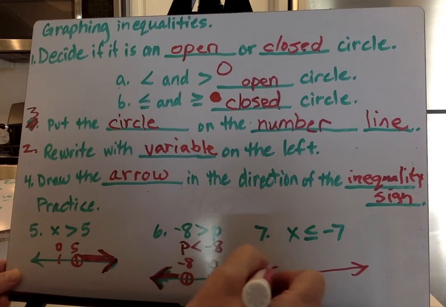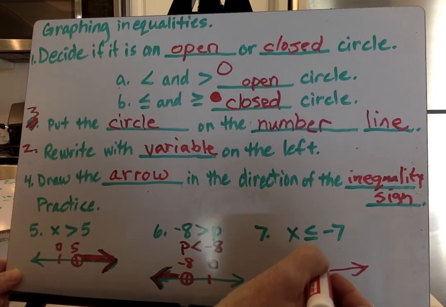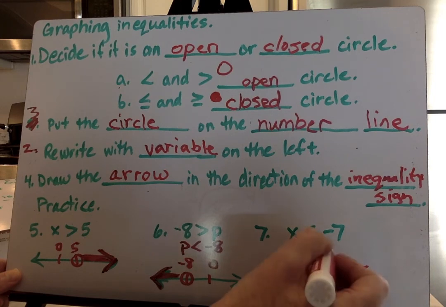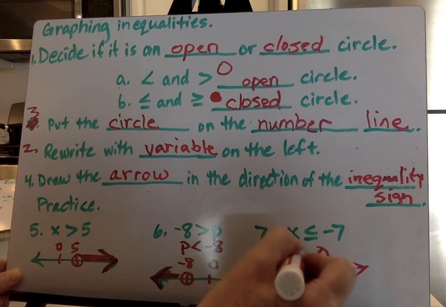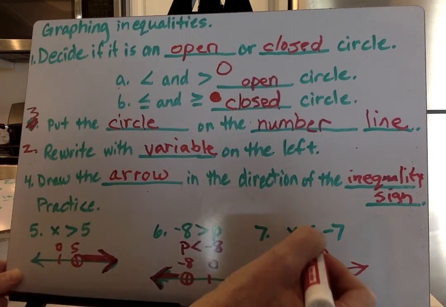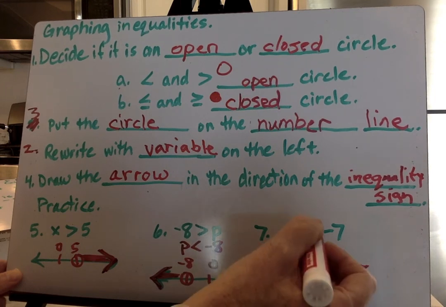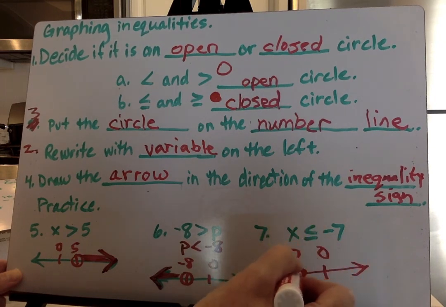I first check to see that the variable's on the left. It is. And I put the circle on the number line. Here's my 0, -7. Now, is it an open or a closed dot? See how this has or equal to? That's going to be a closed dot. And which way do we shade? It's pointing to the left.